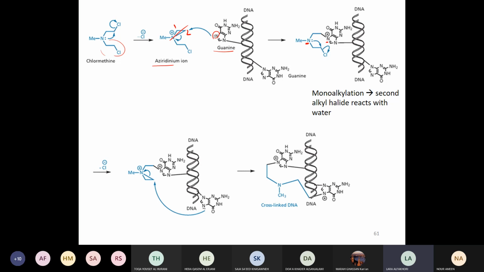Mostly, what is seen experimentally is cross-linking, in particular inter-strand cross-linking, meaning cross-linking between two opposite strands, not on the same strand. Okay? Sometimes monoalkylation can occur. This is a very electrophilic species, so once a part of it is there, it can react with any nucleophile present in the cell, such as what? Give me examples.